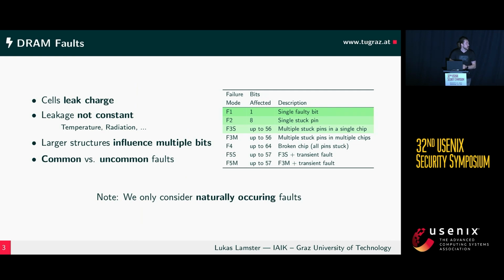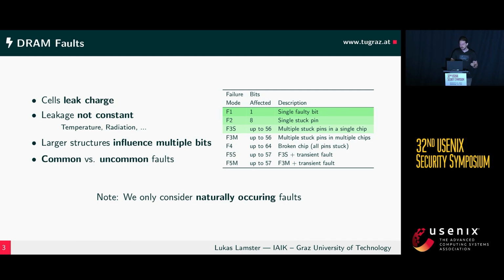Now, DRAM is subject to faults. One of the reasons for that is that cells tend to leak charge. So we don't have perfect physical components. The capacitor will leak some charge, and also this charge is not constant. So it's affected by external influences like temperature or radiation, for example. And also larger structures in the DRAM might also experience faults. So if a single cell experiences a fault, this will affect a single bit. But if some larger structure experiences a fault, it will affect multiple bits.